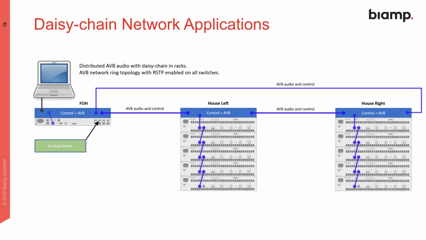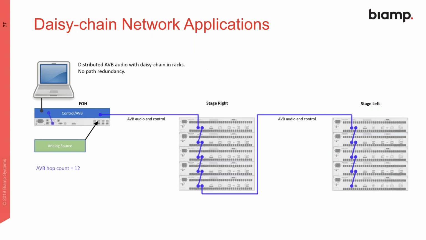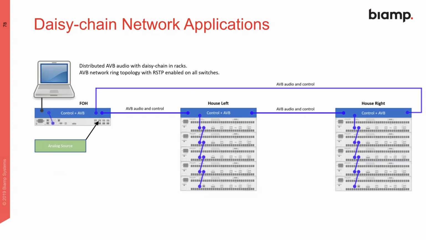Here we can introduce a bit of redundancy. Right now we've got one path to the stage right, and it passes through to stage left. Here we've got RSTP enabled on the three switches, and we're doing a ring for those three switches. So if we were to lose the connection between house left and house right, we've still got a return path through front of house to house right. So we're not reliant on one network cable. We still are within the stack of amplifiers.